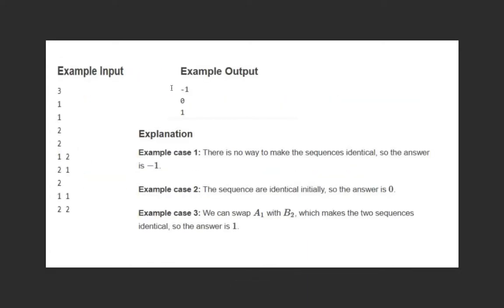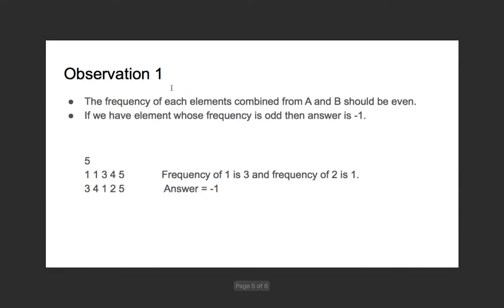So basically there are three observations. The first observation is that the frequency of each element combined in A and B should be even. If any element has an odd frequency, then the answer will be -1. Okay, so this is the basic observation of this question.